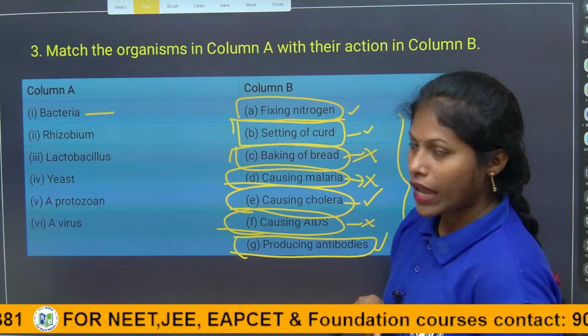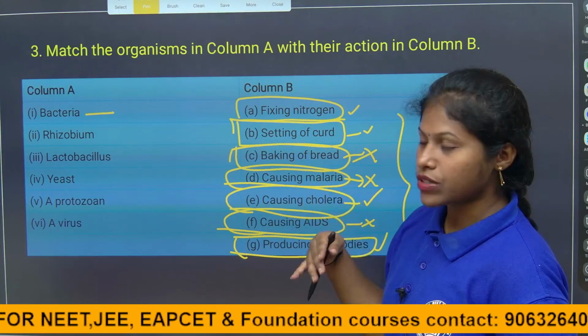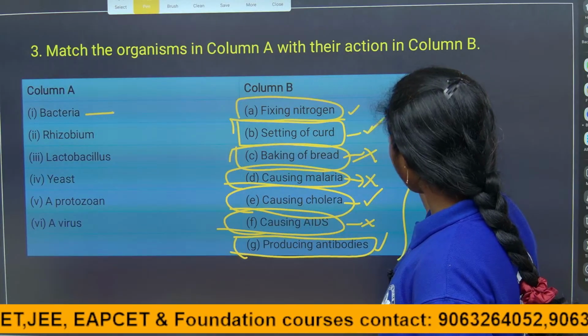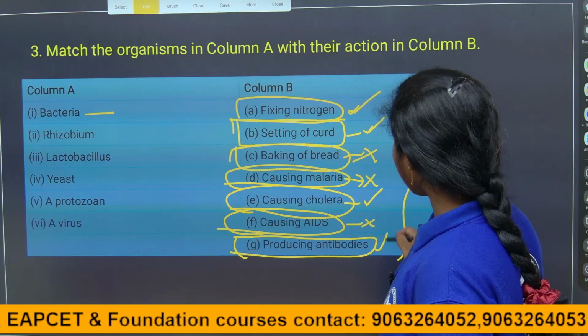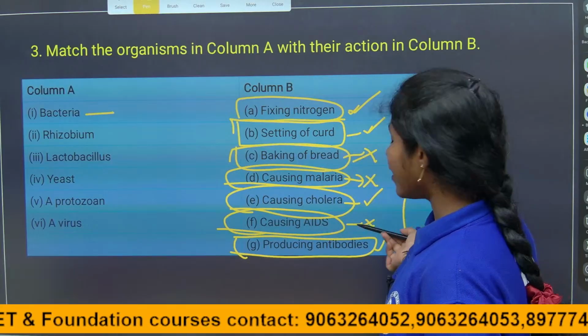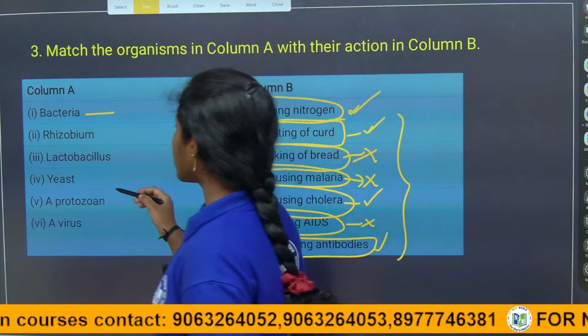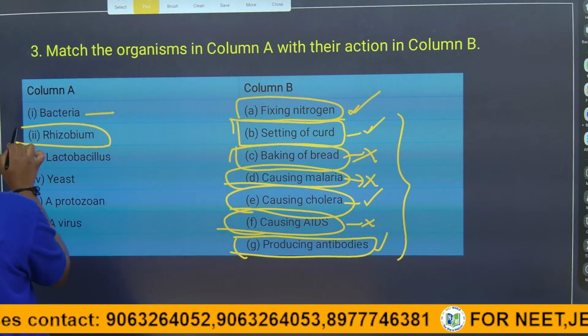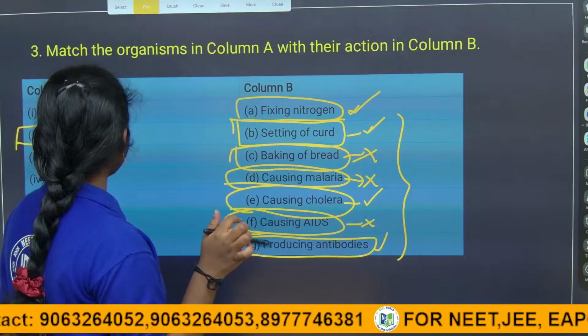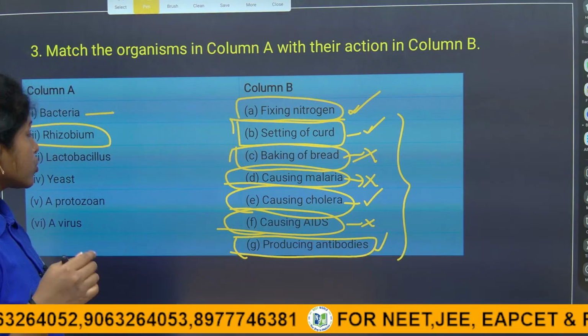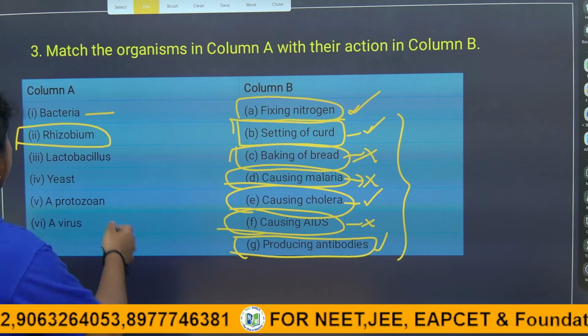So what we will do, we have to eliminate by seeing the next question. Let us see, here 4 are the right statements and 3 are not suitable for that question. The next item is rhizobium. This way we are not getting the exact proper answer, so let us move on to the next question.